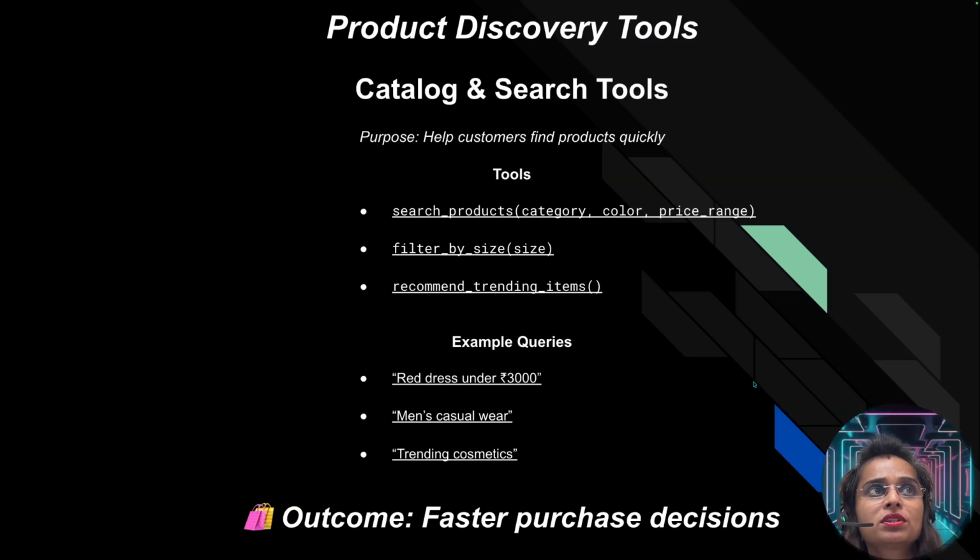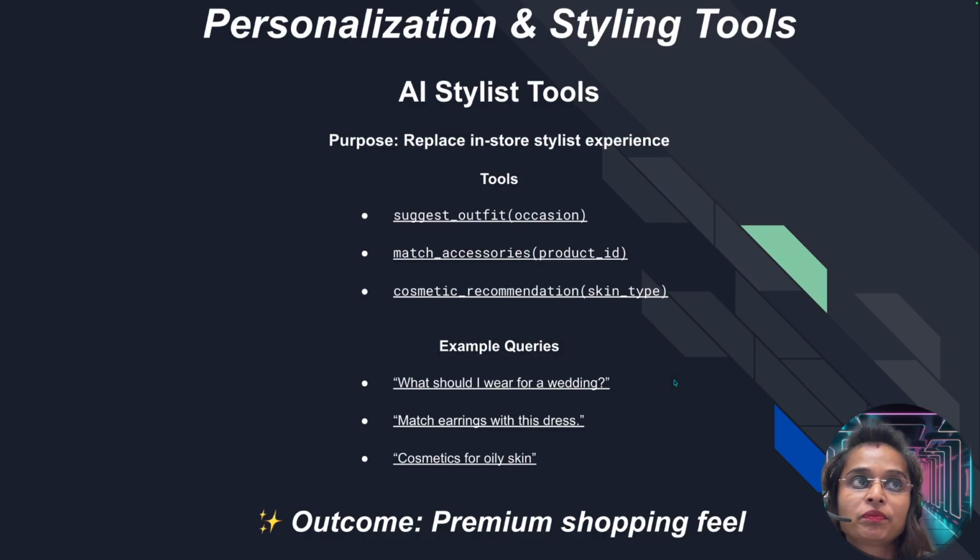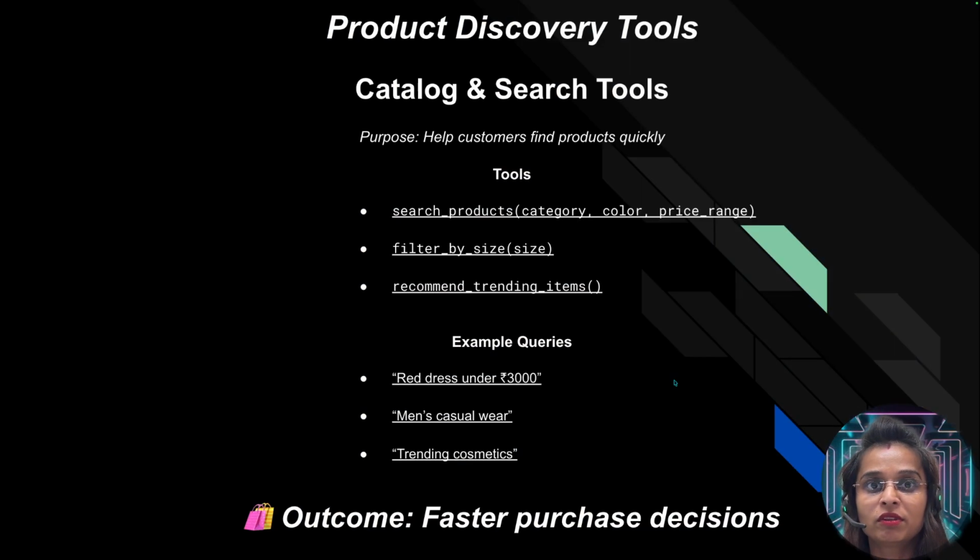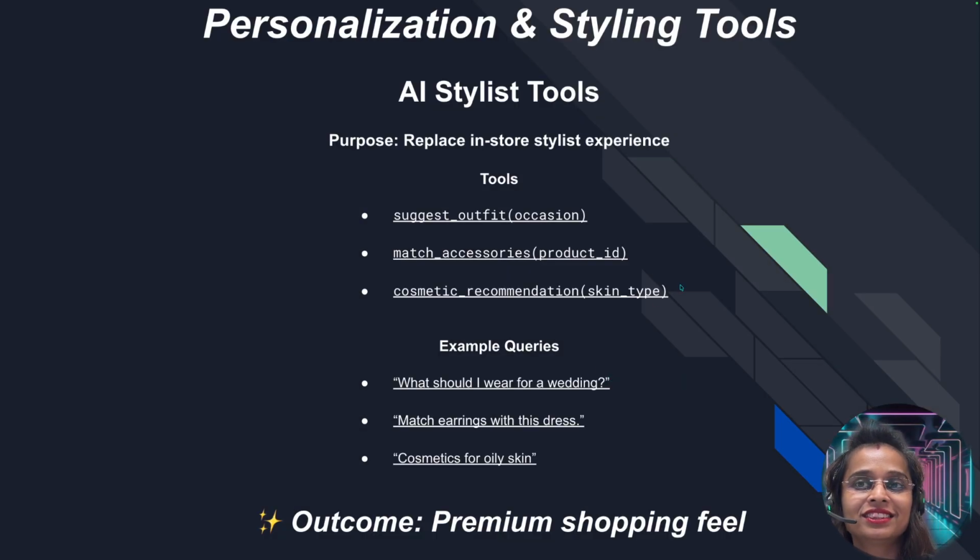Product discovery tools will include the catalog and search tools, which will have all the different types of recommendations and filters by sizes, trending items, casual wear, men's wear, type of clothes and accessories basically. So that will benefit the user by faster purchase decisions. That is how it is going to benefit the business.